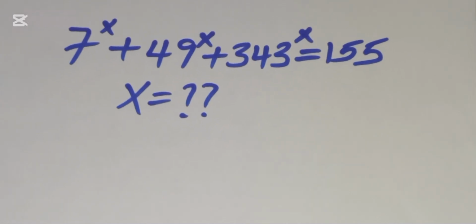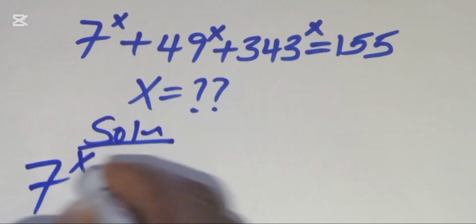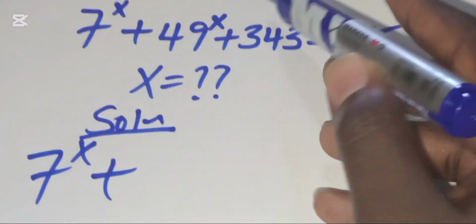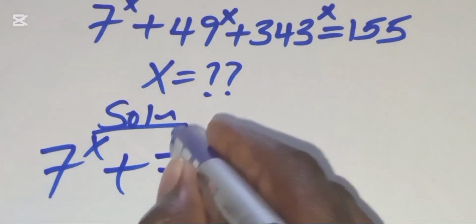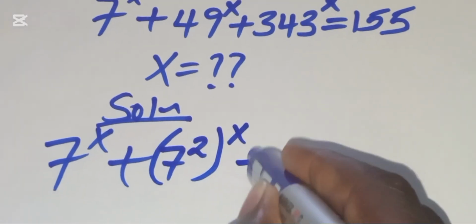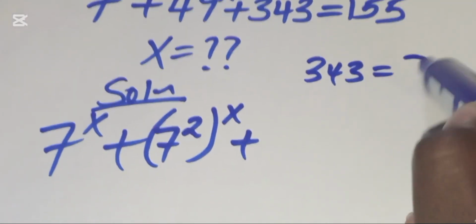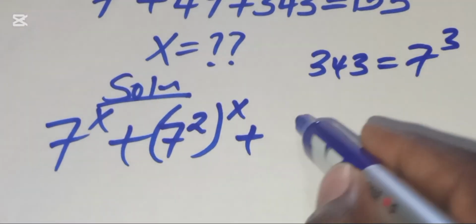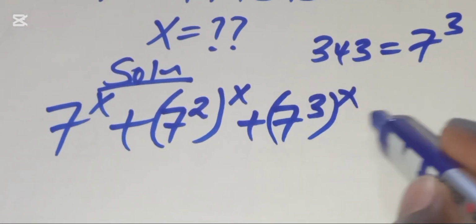Let's provide the solution given this nice exponential equation, which is 7 raised to power x plus 49 raised to power x plus 343 raised to power x is equal to 155. Now, 49 can be expressed as 7 raised to power 2, raised to power x, and 343 can be expressed as 7 raised to power 3, raised to power x.